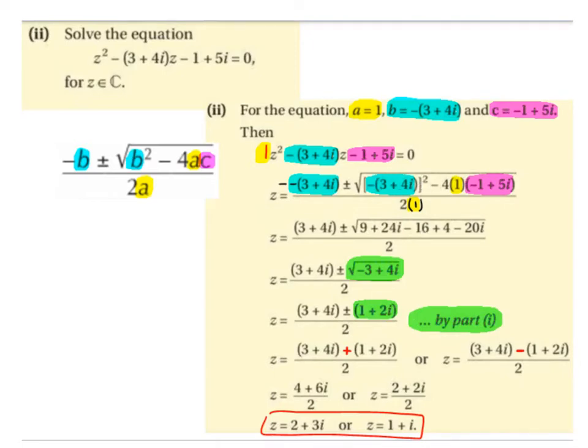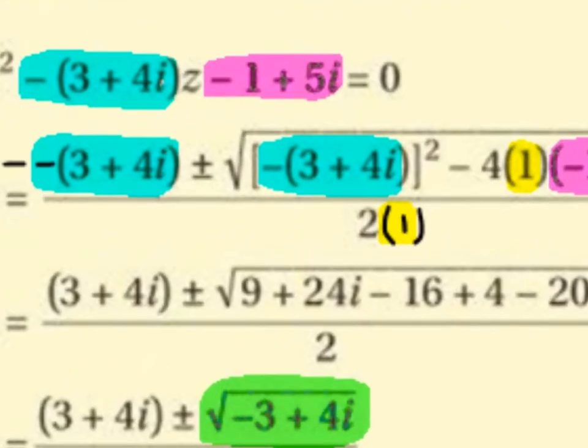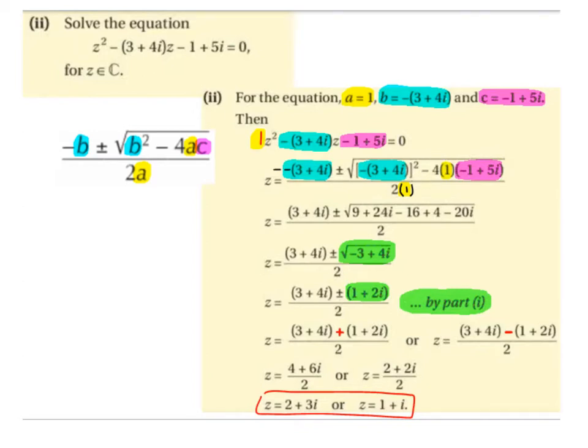So be careful here because you have to look very closely. The squared is outside the square brackets, and what's inside the square brackets is minus 3 plus 4i. So we have to multiply in the minus first, so we end up with minus 3 minus 4i to be squared. So minus 3 minus 4i squared gives us 9 plus 24i minus 16. And then minus 4 times 1 is minus 4. And minus 4 by minus 1 is plus 4. And minus 4 by plus 5i is minus 20i.